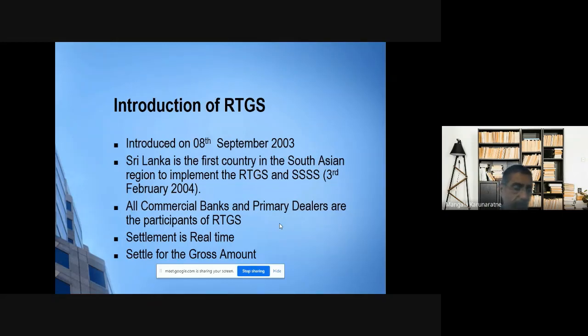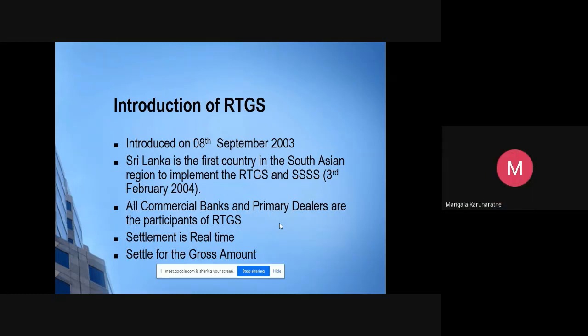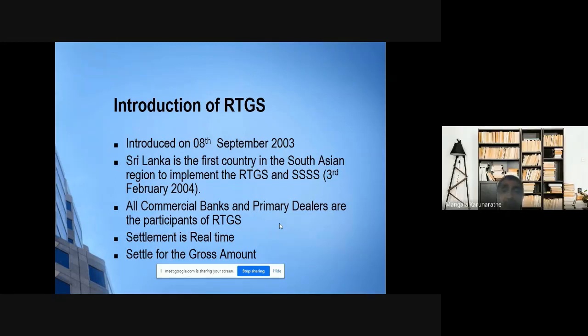So with that money, there won't be much time, or there won't be any time for the receiving party to do another transaction on the same day. So a very inefficient market was there prior to RTGS.